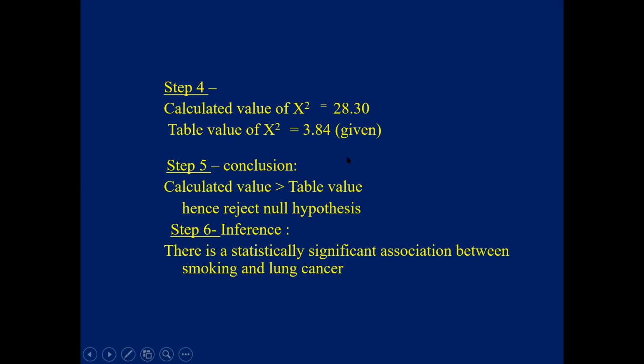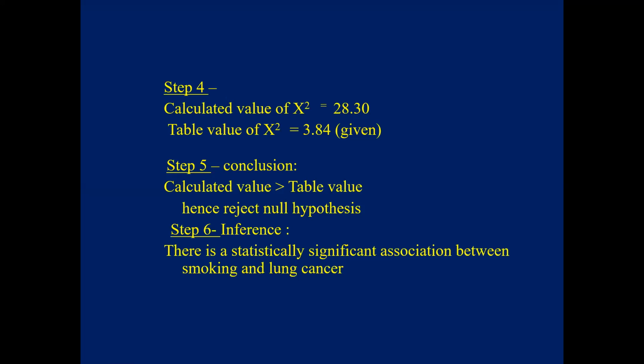If it is a 2 by 2 table, it is always 3.84. That means if it has 2 rows and 2 columns, the table value is 3.84 only. Then we have to conclude. So how to conclude? Because the calculated value is greater than the table value, we reject the null hypothesis and we say that there is a significant association between lung cancer and smoking. So this is the procedure of how we calculate the chi-square manually.